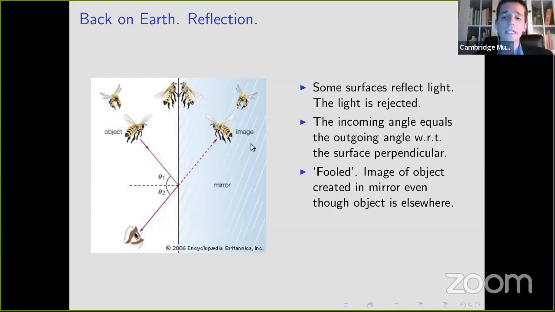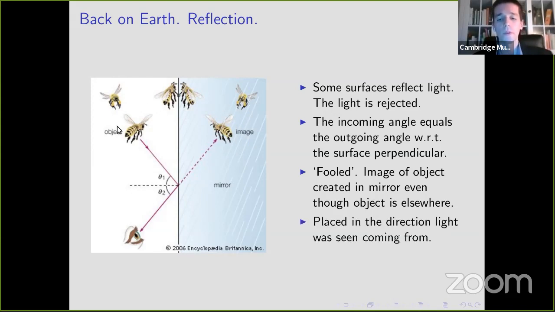There is an image created in the mirror, even though the object is elsewhere. What happens is that we place the object or the image in the direction the light was last seen coming from. So we place it here.